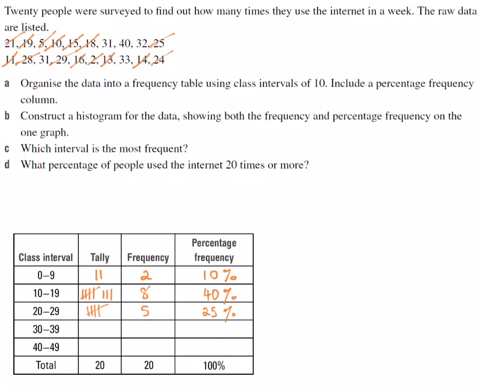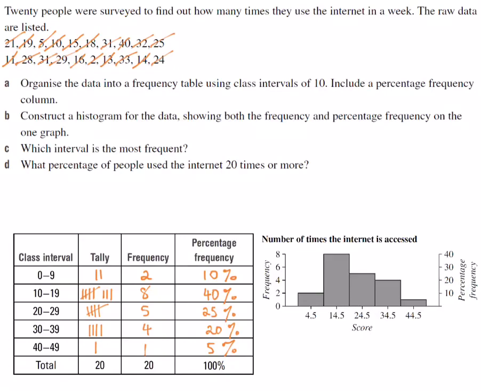For the 30 to 39 category, 1, 2, 3, and 4. So 4 out of 20 is 20%. And finally, for the 40 to 49 category, we have one entry, which is 1 out of 20, which is 5%. We can construct a histogram for the data, showing both the frequency and percentage frequency on the one graph.